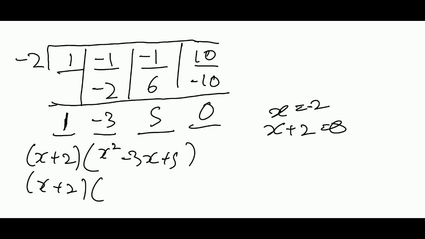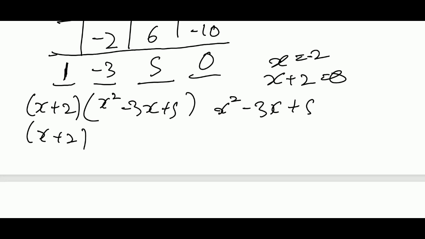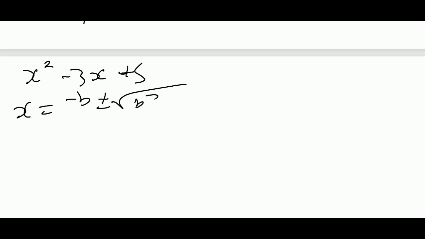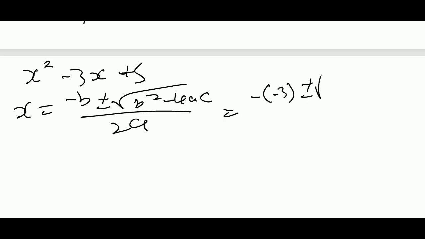Let's try using the quadratic equation for x squared minus 3x plus 5. Let me write it here: x squared minus 3x plus 5. The quadratic formula says x equals minus b plus or minus the root of b squared minus 4ac, all over 2a. That means you are going to have minus into minus 3, plus or minus the root of minus 3 squared minus 4 into 1 into 5.